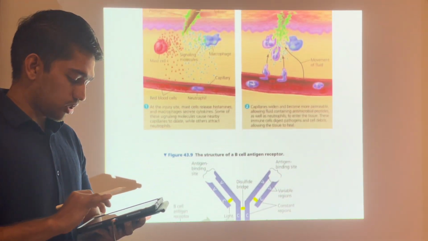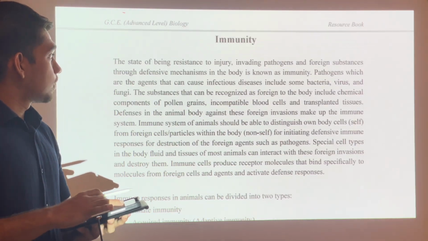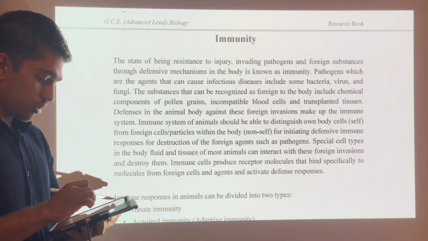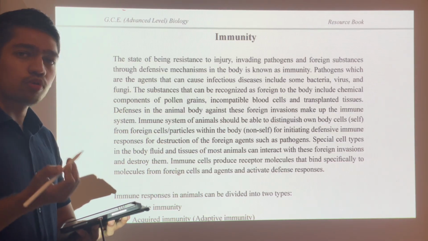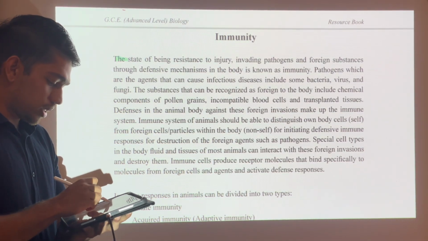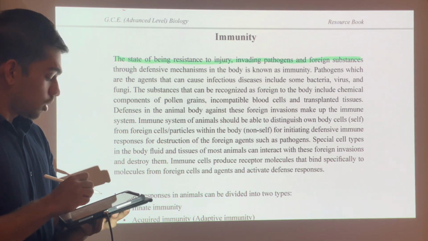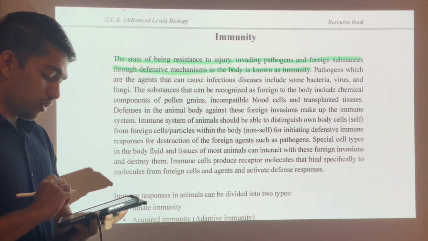So I'll start with the resource with some definitions that we have in there, right? So the first definition that we have, right, I'm going to highlight definitions in this color, right? So the overall general definition of immunity that you have to know is the state of being resistant to injury, invading pathogens and foreign substances through defensive mechanisms in the body, that is, you are immune, right?